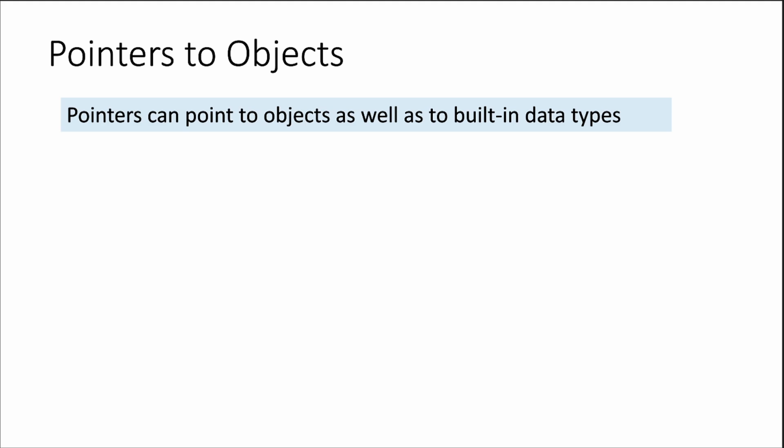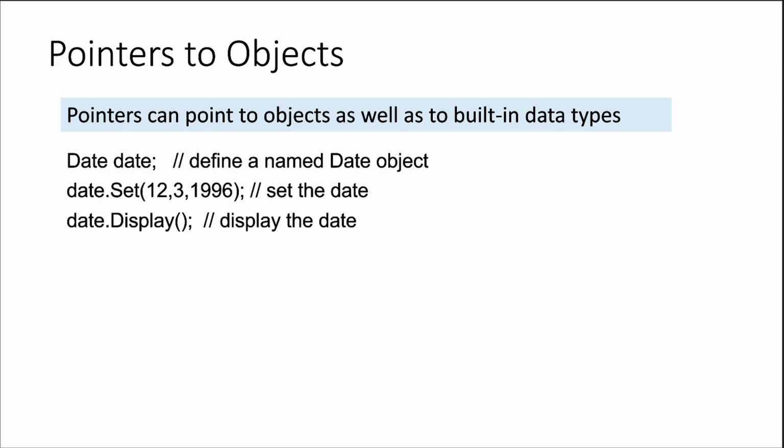So pointers to objects. This is the next topic. Pointers can point to objects as well as to built-in data types. As an example, Date is the class name. So date.set, date.display, I can use such functions.